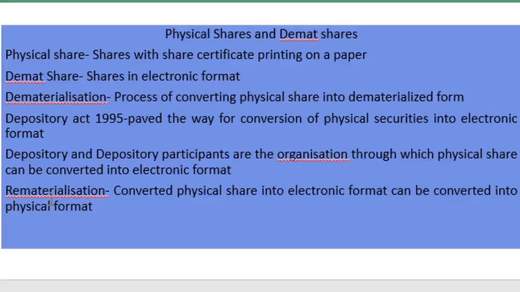Then there is another term, namely rematerialization. Here, shares converted from physical into electronic format can be converted back into physical format. That is, the process by which physical shares are converted into electronic format is dematerialization. This Demat account can be reverted back into physical shares, and this is known as rematerialization. That is, Demat into physical format is rematerialization.